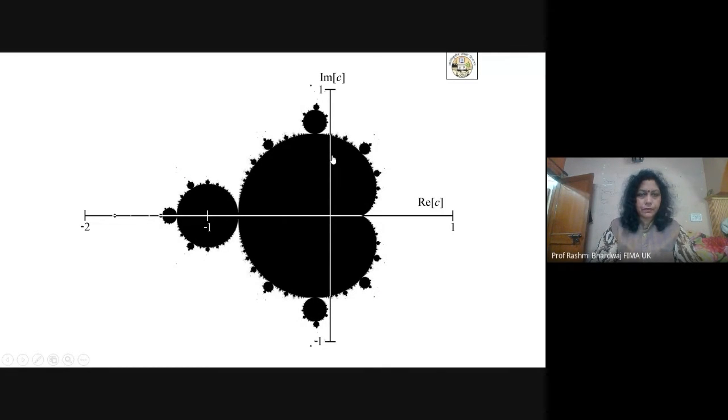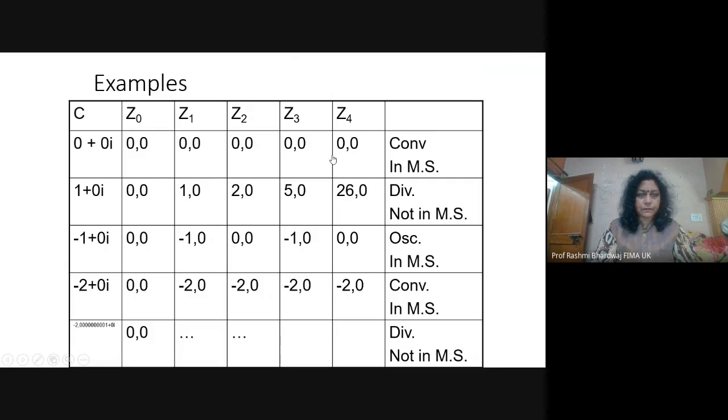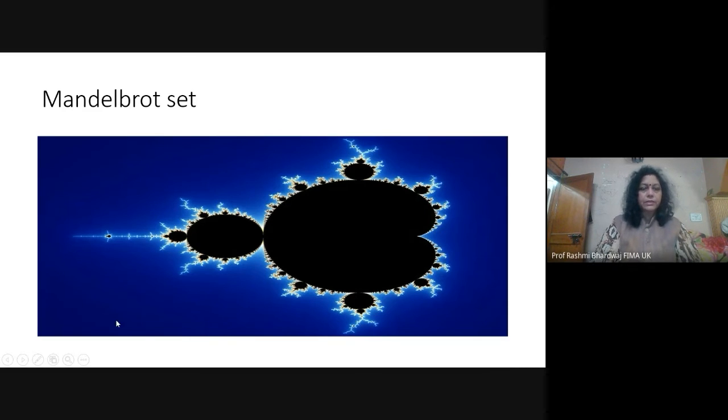So you are getting this curve, and see the beauty of it. It is not a closed one. Yesterday we discussed that if c is 0, you get convergence because everything converges. If c is 1, it is divergent, since it goes 1, 2, 5, 26. If c is -1, then it oscillates between different points. And this is known as the Mandelbrot set, named after him.